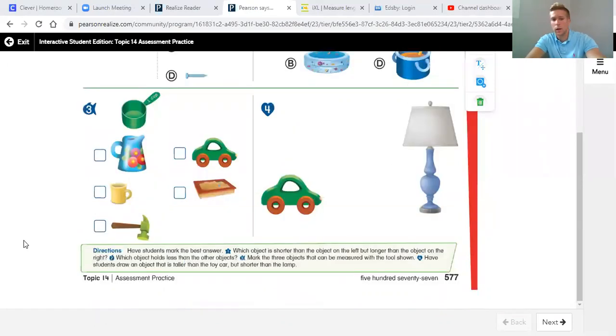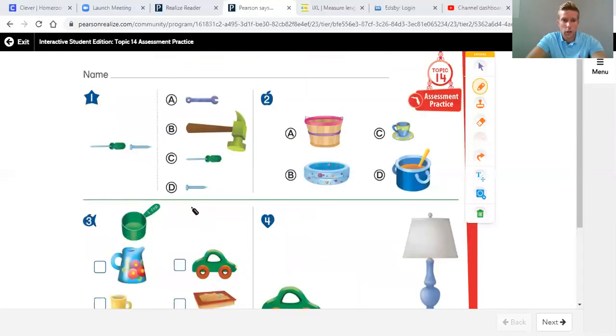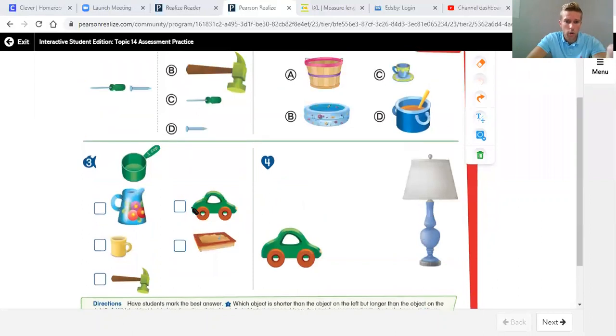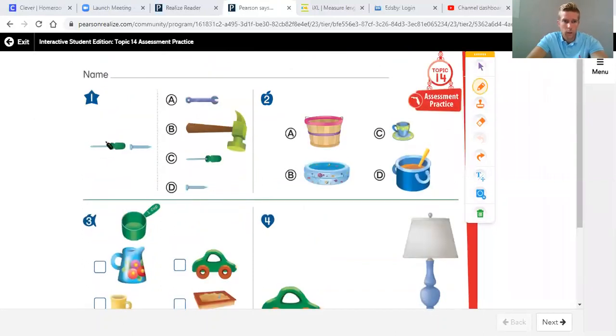Number 1, okay? Number 1 is just asking, which object is shorter than the screwdriver but longer than the nail? Which one of these over here is shorter than the screwdriver but longer than the nail? Okay, if you think you know the answer to that one, we can fill it in. Is it A, is it B, is it C, or is it D? Longer than this nail, but shorter than this screwdriver.